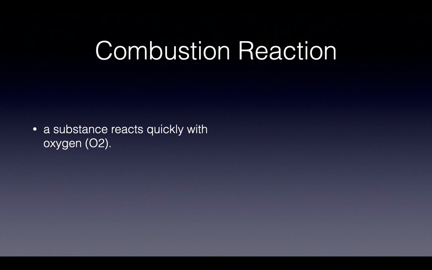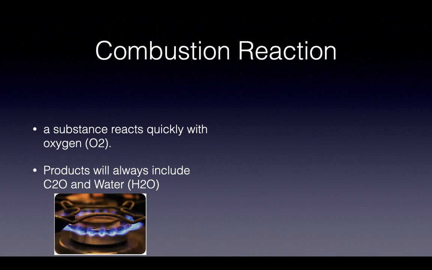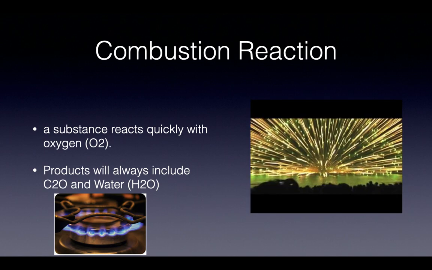And this is when a substance quickly reacts. So it's quick to react with oxygen. So oxygen is always going to be involved in a combustion reaction. The products will also always include carbon dioxide and water. So if you ever look at your parents' tailpipe after they have driven, you're going to see carbon dioxide come out, but also sometimes the tailpipe drips water because the combustion reaction is producing carbon dioxide and water. So these things are like fire and stove. And we're going to watch a quick combustion reaction right here.